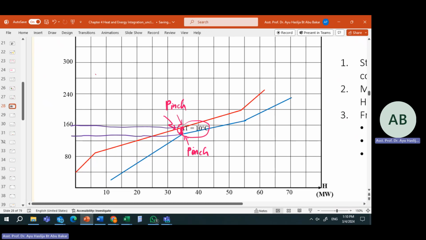Delta T min, yes. So that's why you need to set your delta T min. Delta T min is the one that you need to set to find your pinch point.